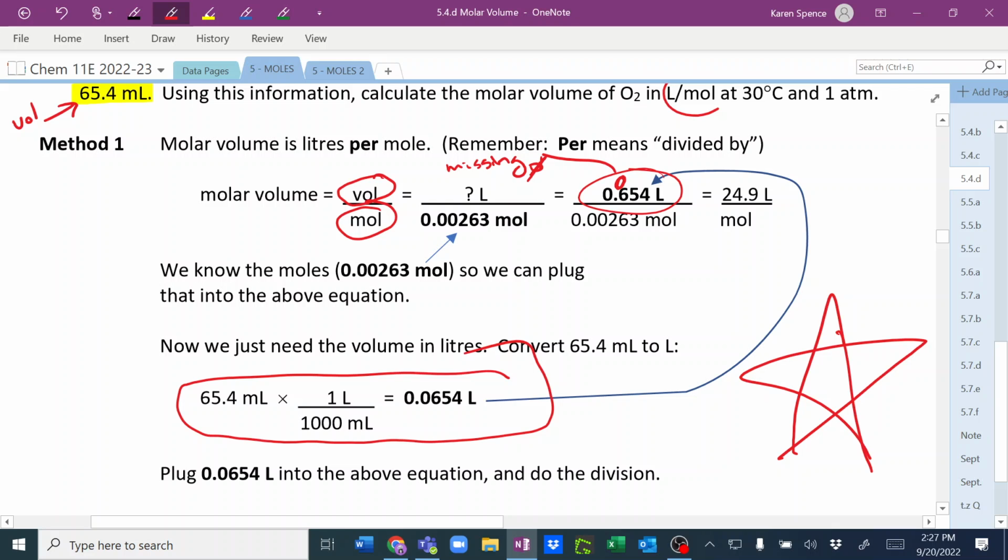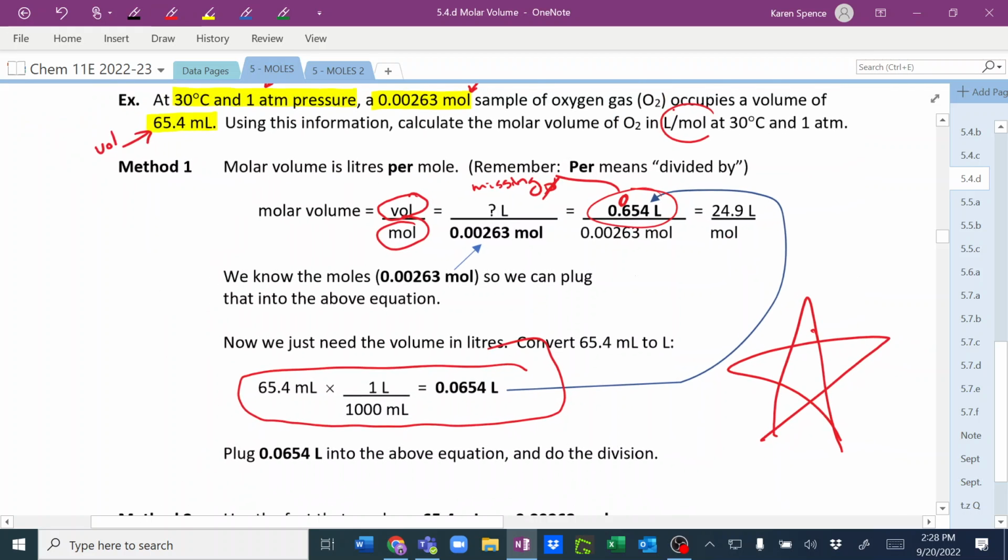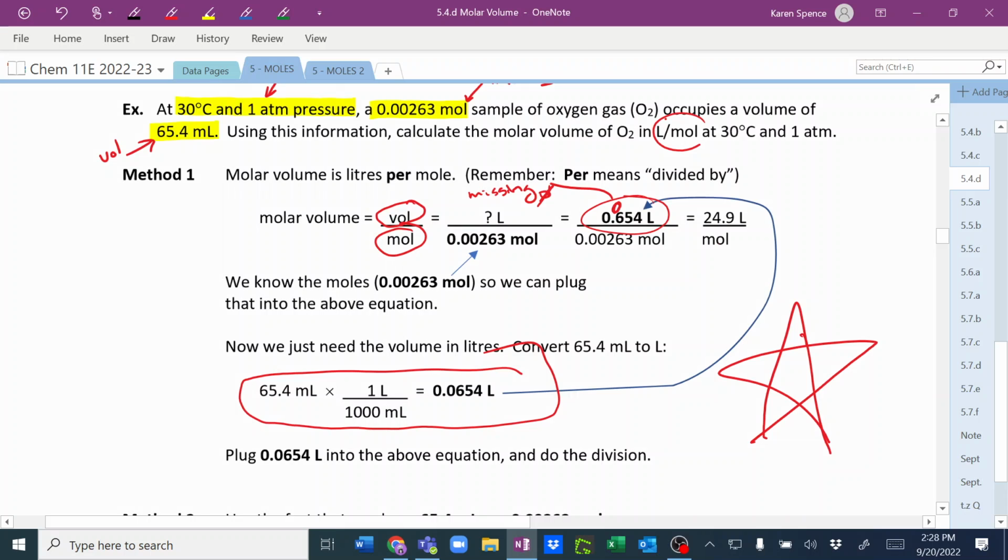Okay, so here we go. We've got that. We know our moles. We do the division. 0.0654 divided by 0.00263 equals, and I used the 0 when I did the division, I just didn't type it in. So this is a correct number here. That is the molar volume of oxygen at 30 degrees Celsius and 1 atmosphere. Is good? That would be your final answer. Done.